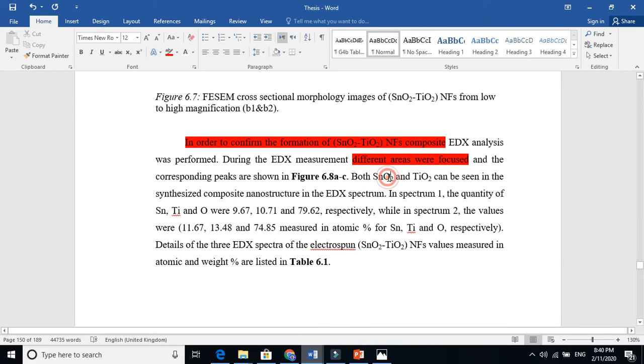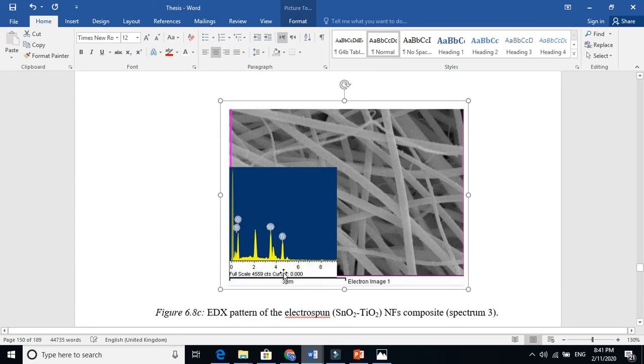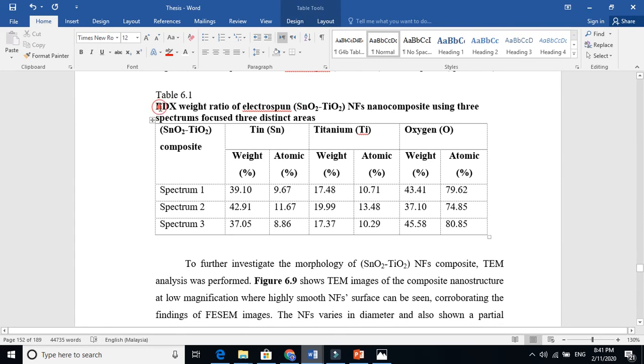Both SnO2 and titania can be seen in the synthesized composite nanostructure in the EDX spectrum. In spectrum 1, the quantities of Sn, titania, and oxygen are this, this, and this, respectively, while in spectrum 2, this and so on. Details of the three EDX spectra of the electrospun nanocomposite, with values measured in atomic and weight percent, are listed in Table 6.1. Here we also tabulated the EDX weight ratio. In spectrum 1, the weight ratios of Sn, titanium, and oxygen are given.